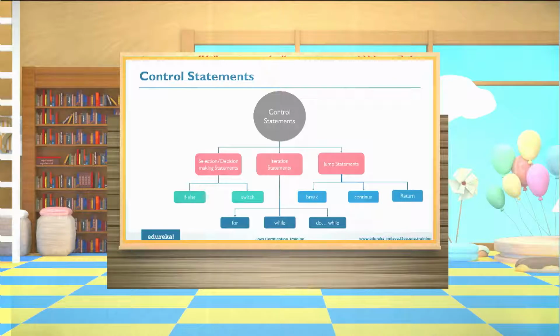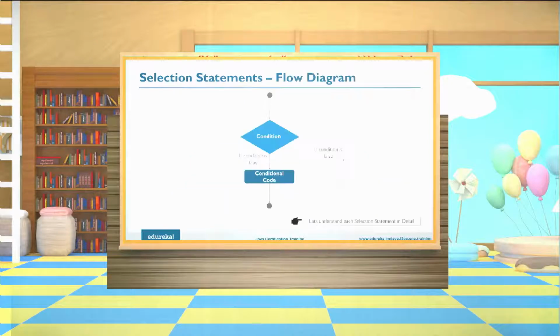Jump statements: you have break, which comes out of a for loop or any iterative statement. You have continue, which would continue the iteration, and return, which is for coming out of a method, mostly from methods where you return something. So the control leaves the method.